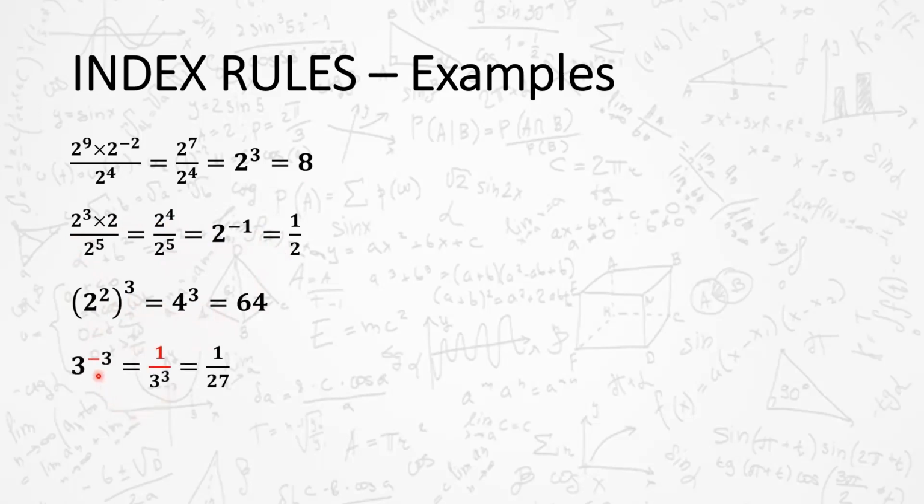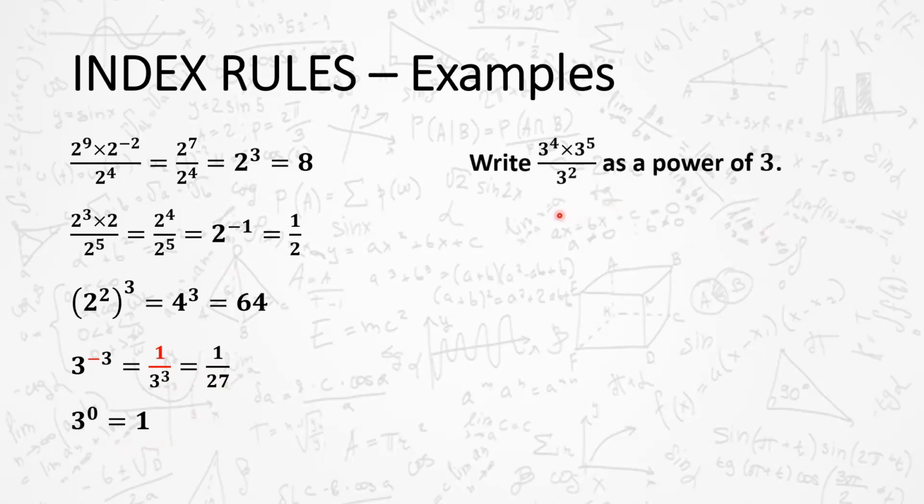Next one, again, negative indices. So the negative sign becomes 1 over. The rest is the same, 3 to the power 3. So the final answer is 1 over 27. Lastly, 3 to the power 0 equals 1. Again, anything to the power 0 is 1.